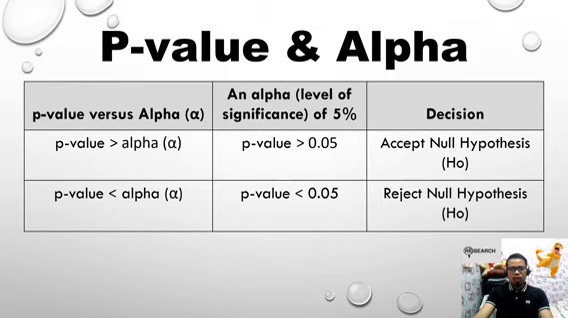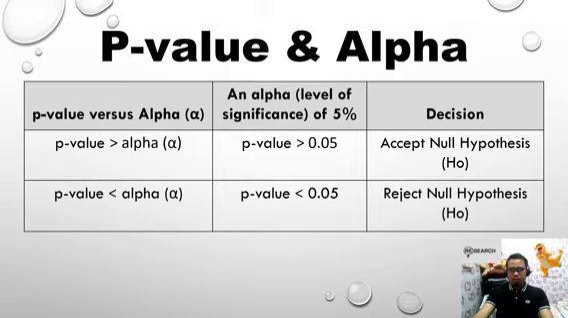So 0.05, if the p-value is greater than the alpha 0.05, you're going to accept the null hypothesis, meaning you accept that there is no significant difference. If the p-value is less than the alpha of 0.05, you reject the null hypothesis, meaning you don't agree with the null hypothesis that there is no significant difference. Rather, you reject the null hypothesis, that means there is a significant difference between the two groups.